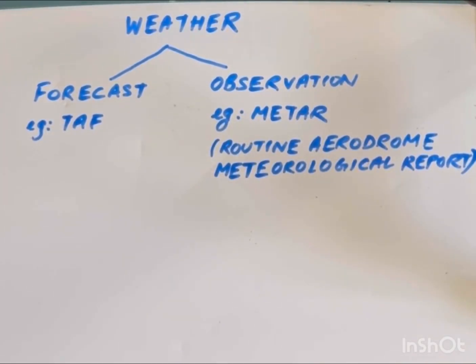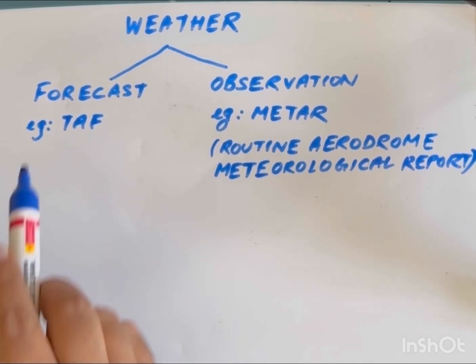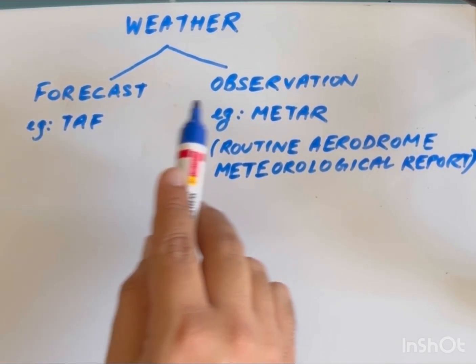Hello guys, today we'll be studying about METARs. Basically, pilots need to get the weather information about the airports or airfields or aerodromes. So weather information is divided into two parts. One is the forecast for weather and the second is observation.